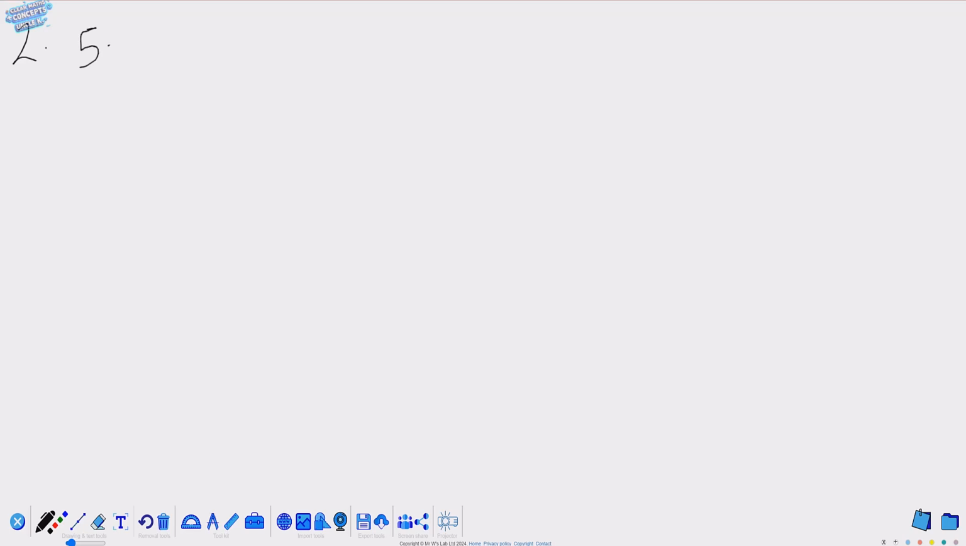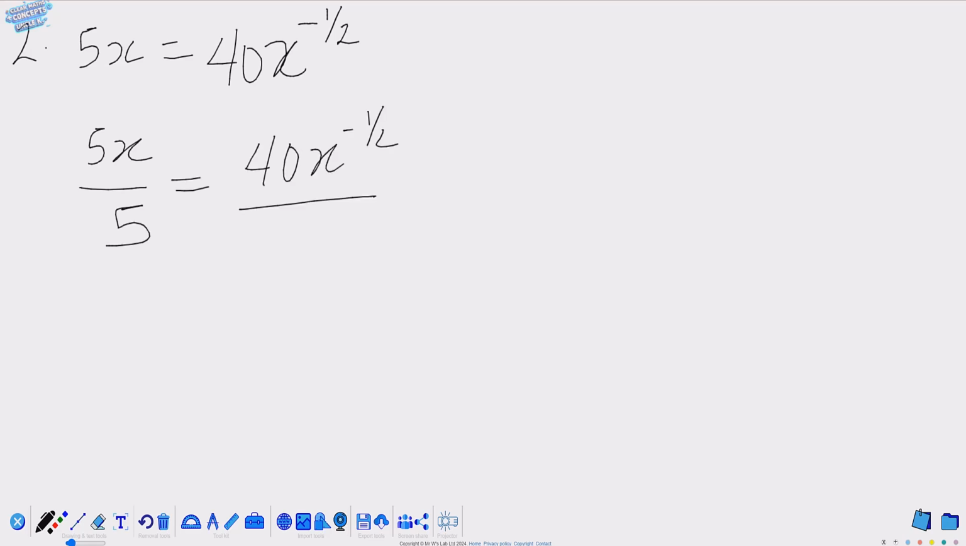5x equals 40x raised power -1/2. You can see that there's 5 on one side, there's 40 on one side. Actually, they divide each other. Okay, so you can just divide both sides by 5. 5x all over 5. You have 40x raised power -1/2 all over 5. So 5 cancel 5. So you have x is what? You have what? 8. So you have 8x raised power -1/2. We're actually looking for x, right? Okay, so we divide both sides.